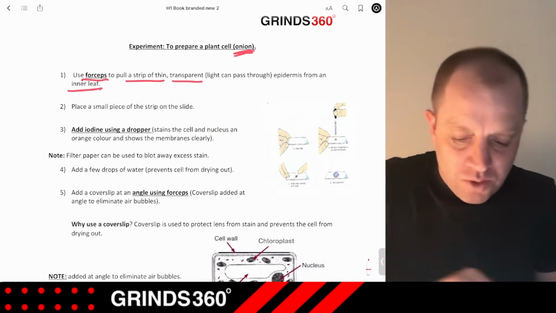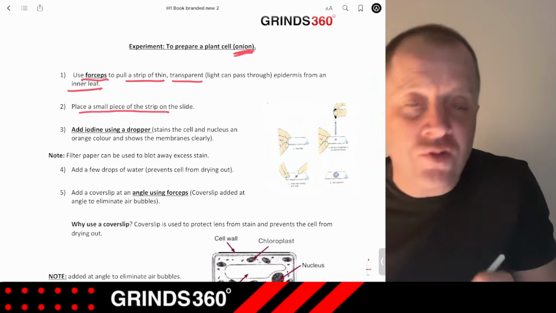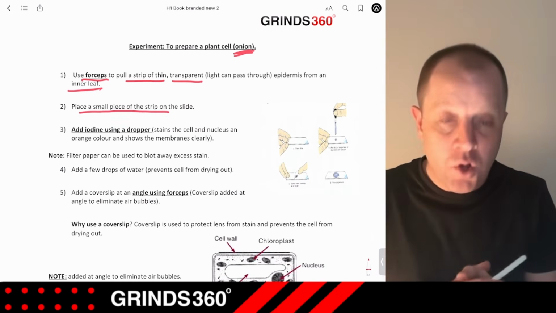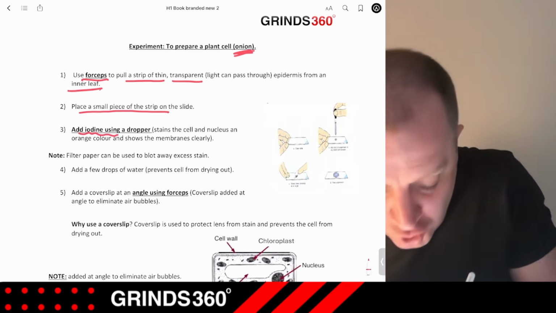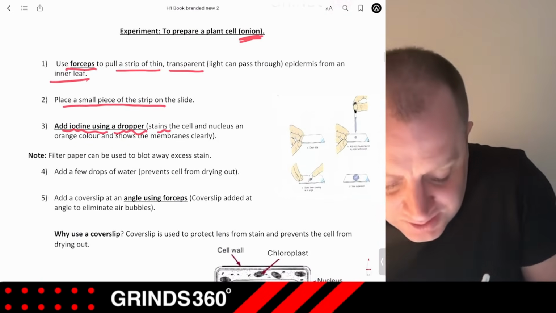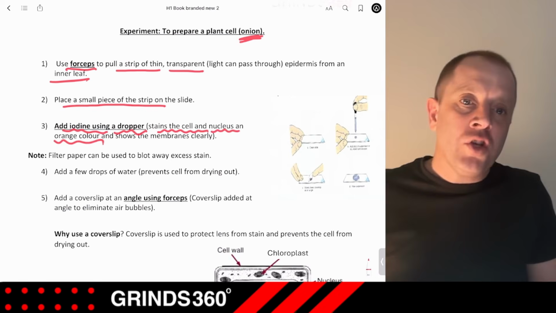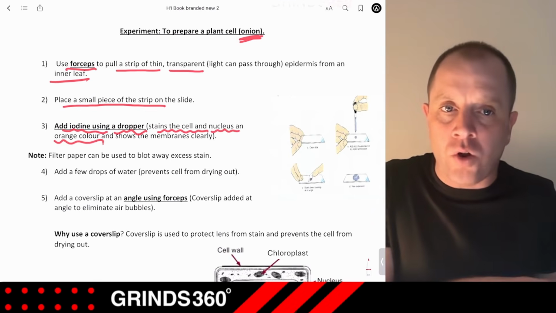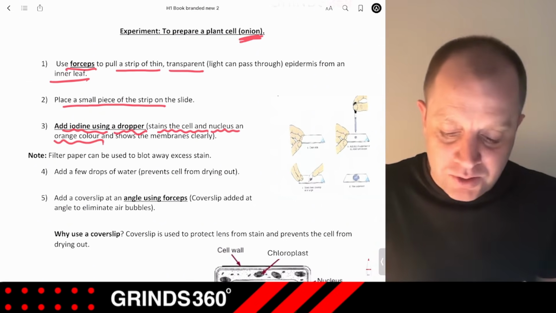Now, what do we do then? You then place this small strip of onion onto the slide. What do we do then? You add iodine. How? Using a dropper. Why do we use iodine? Because it stains the cell and the nucleus an orange color. Now the nucleus becomes a darker orange brown, but it stains the entire cell. The nucleus just stains that a little bit darker.